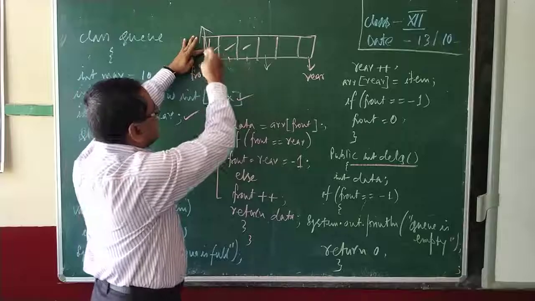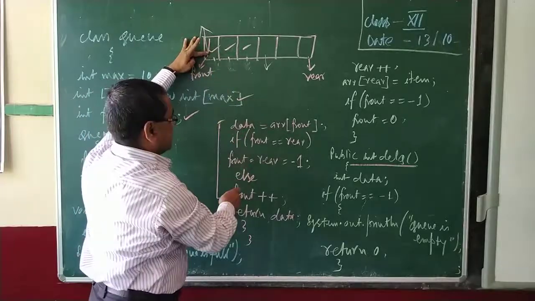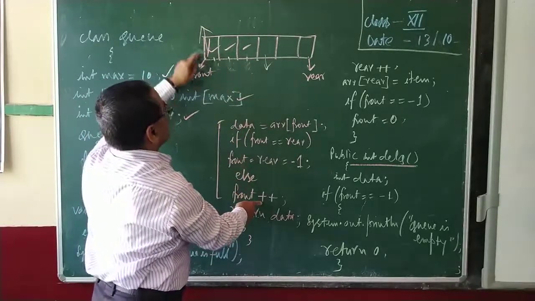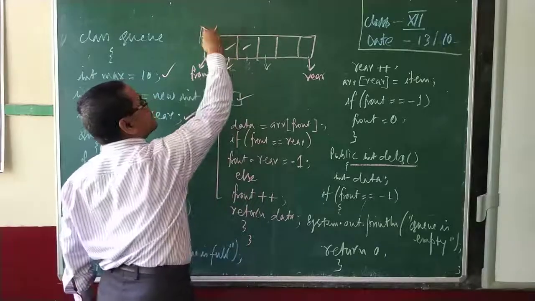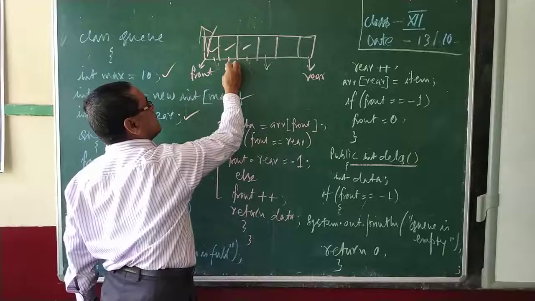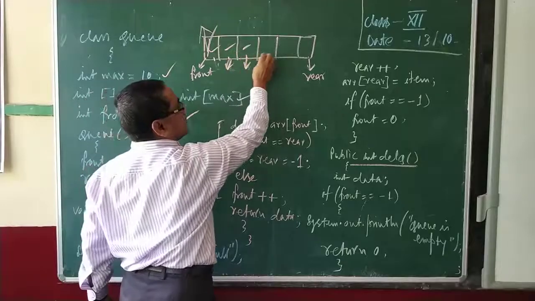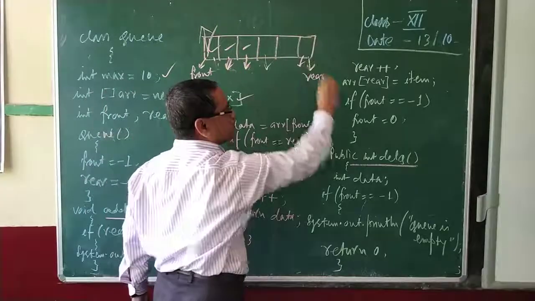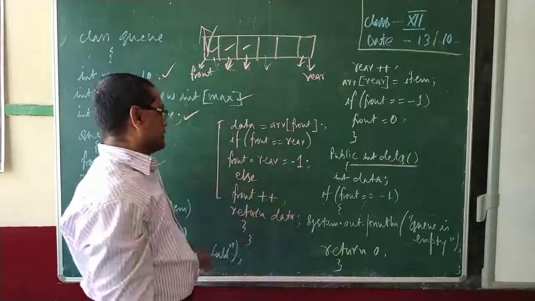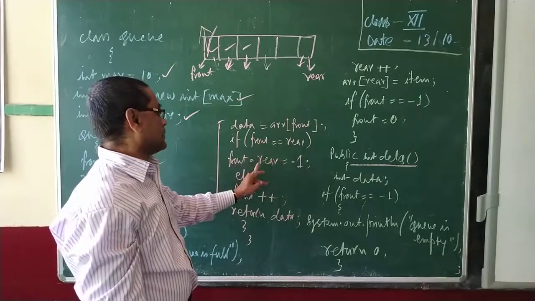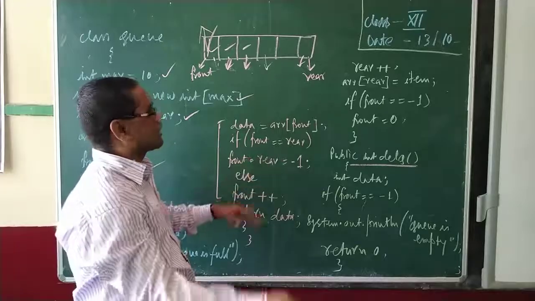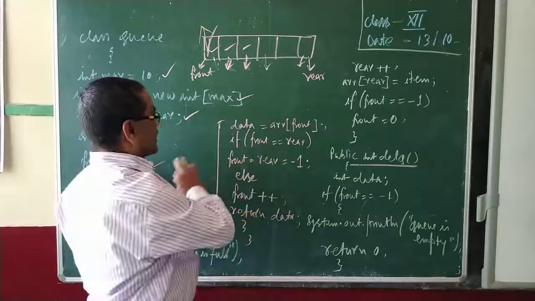That means slowly this data will go away. The front is increasing, front plus, then front will be here. This fellow is the front, he already took the data and is gone. Again he is the front, again after that he is the front. The time will come when front and rear are at the same location, the last element. If front equal to rear equal to -1, you come to the end of it, and again you initialize.